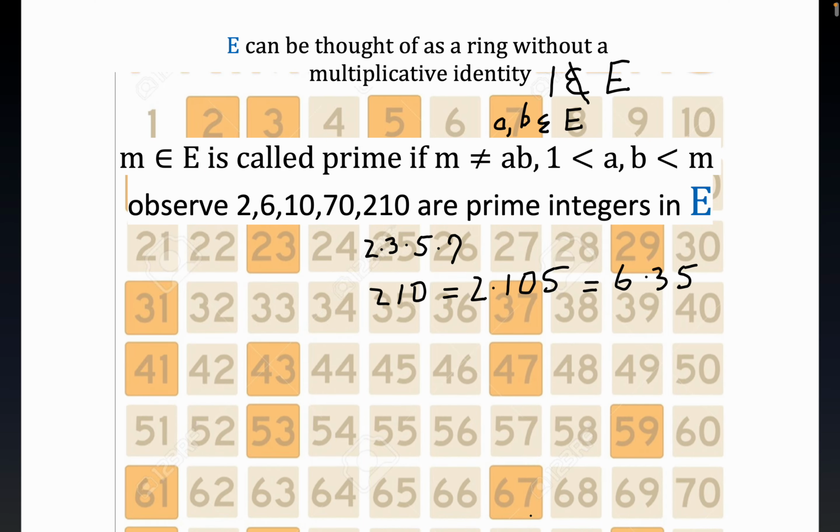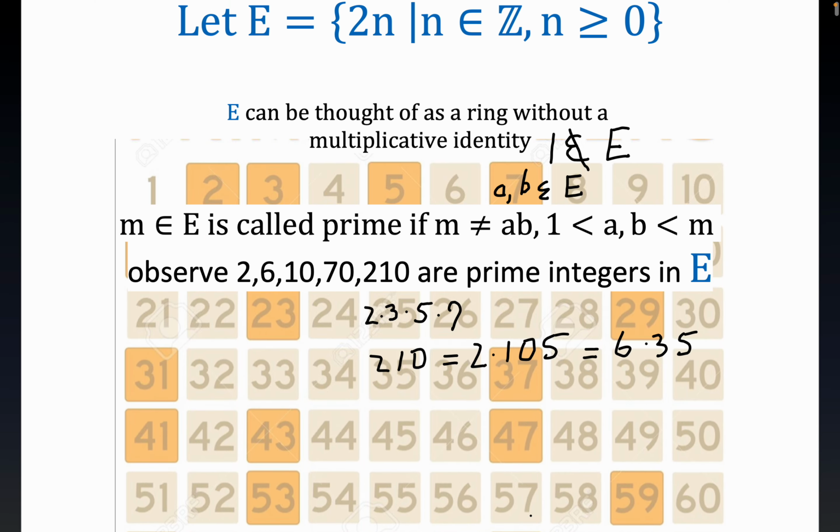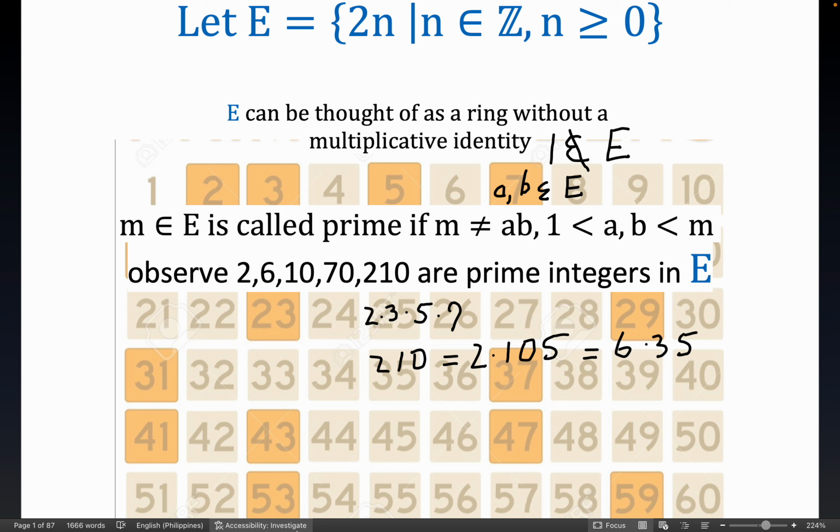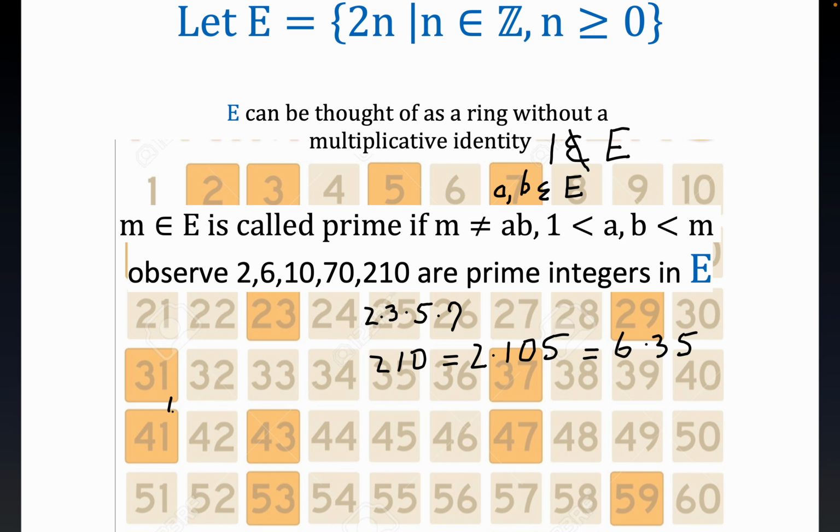Okay. Now what's the punchline? Thank you for sticking around if you did. We can write down 420 is equal to 2 times 210. Both of those are prime. So that is a prime factorization of 420 in the ring E.